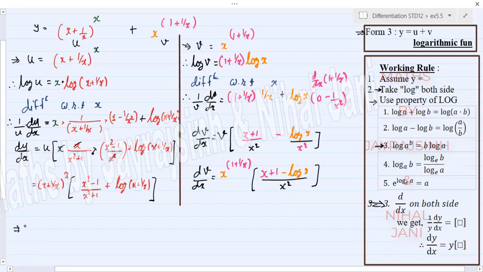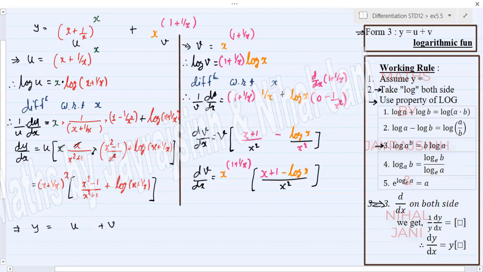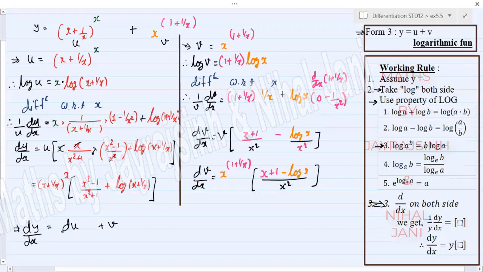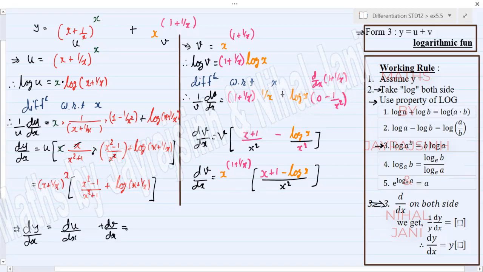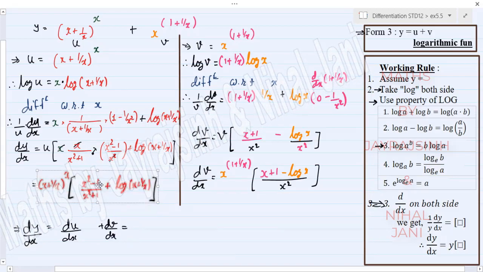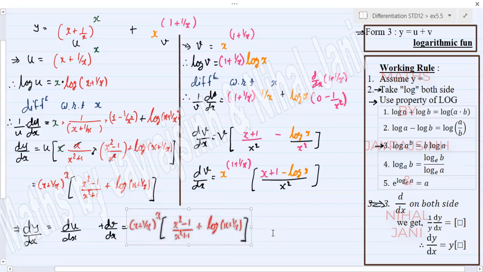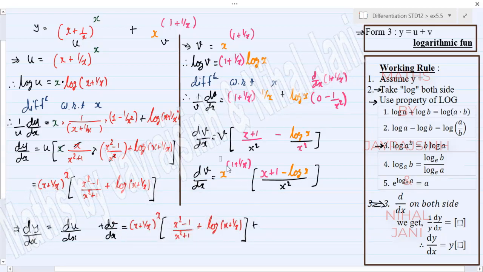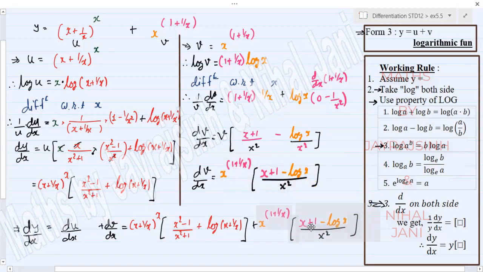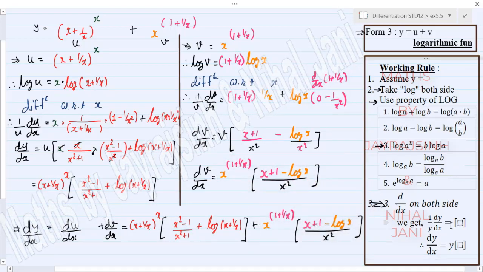If we remember our original question, which is y is equal to u plus v, we have to find out dy by dx. So we just have to add du by dx and dv by dx. So first of all, let's get our du by dx plus your second term, your dv by dx. So ta-da! This is your final answer.